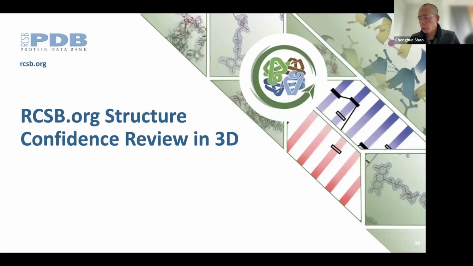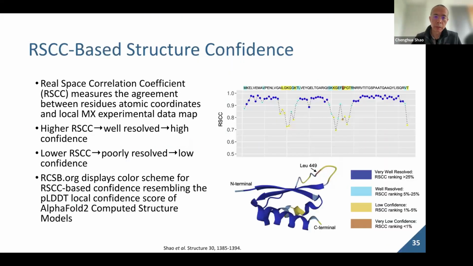As indicated earlier, whether the structure is supported by the experimental data is of great importance for PDB structure. So we developed a confidence review in 3D, in addition to the validation report view. The primary metric used for this confidence is the real space correlation coefficient that measures the agreement between the residual atomic coordinates and the experimental electron density. Higher RSCC means well resolved with high confidence. The per residue RSCC distribution indicates that the RSCC fluctuated along the polymer, where you can see that a high value means high confidence is associated with this core structure, and some of the loops had lower value RSCC, which means lack of experimental support.